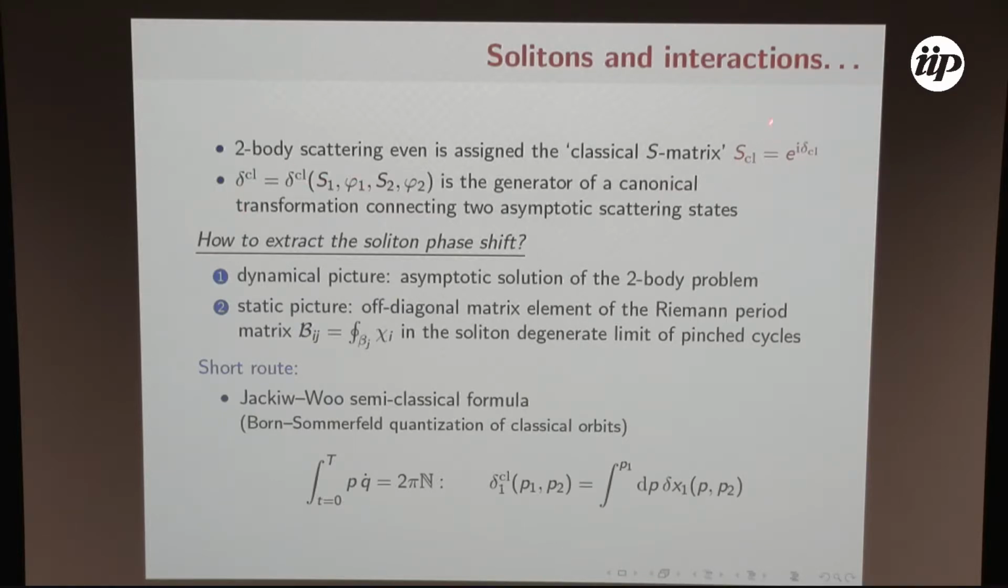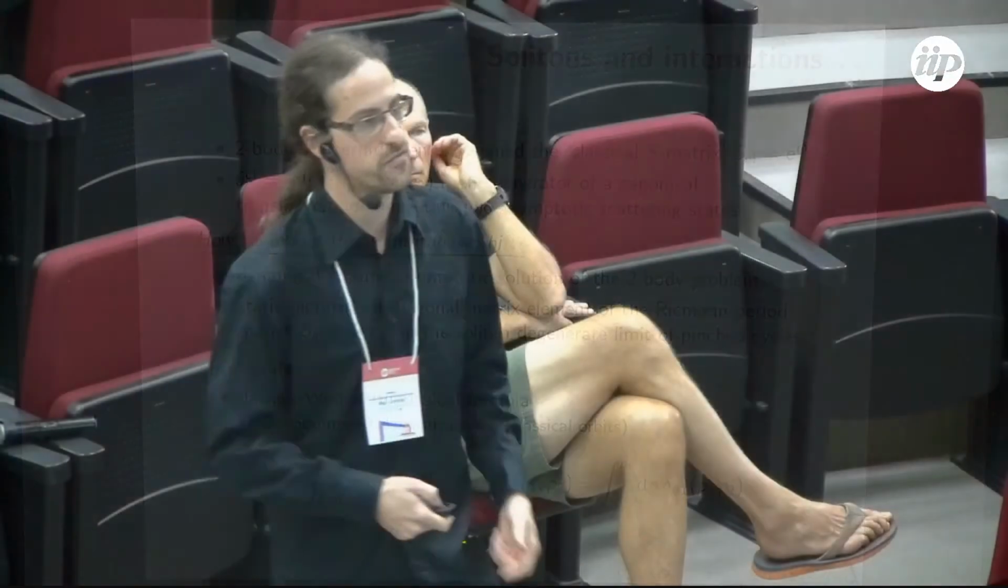Because the solitons scatter completely elastically, the S matrix is essentially not a matrix, it's just an amplitude which is completely specified by a phase. And now this phase is nothing else but the generator of a canonical transformation which connects two asymptotic states, the solitons in the infinite past to the soliton states in the infinite future. To compute it, you can use two complementary pictures. The dynamical one is to simply take the limit of the spectral curve where you obtain the solitons, solve the dynamical problem of solitons, and extract the phase shift from there.